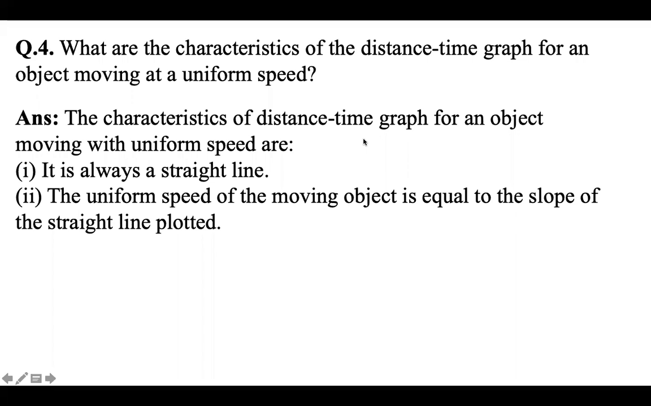So the characteristics of a distance time graph for an object moving with uniform speed are: first, it is always a straight line. Second, the uniform speed of the moving object is equal to the slope of the straight line plotted. So ये जो speed है उसका value क्या होता है? That is equal to the slope of the straight line which we have plotted.